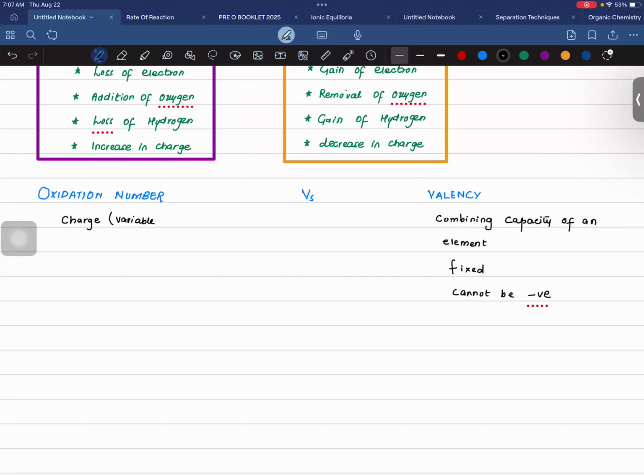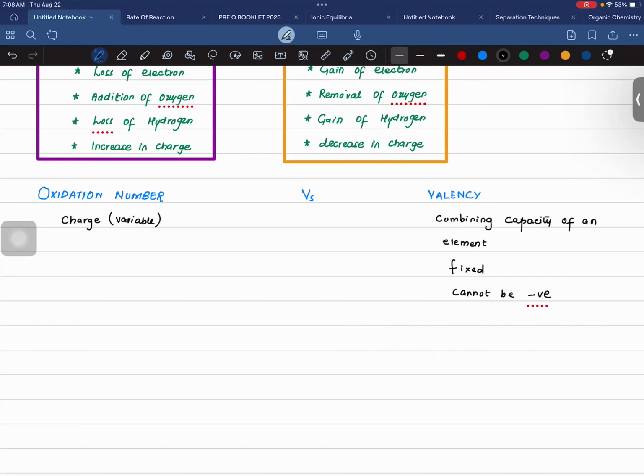Oxygen has a valency equal to 2. Oxygen can make 2 bonds. As you can see in the structure of water, oxygen has made the first bond with this hydrogen and the second bond with this hydrogen. So obviously oxygen has 2 bonds with other atoms, because the valency, or combining capacity, of oxygen is 2. In this case, it combines with hydrogen. But the charge is variable.